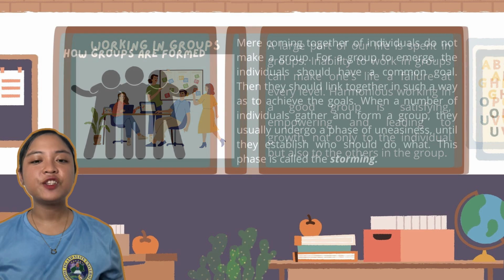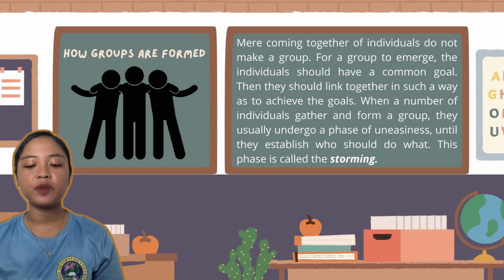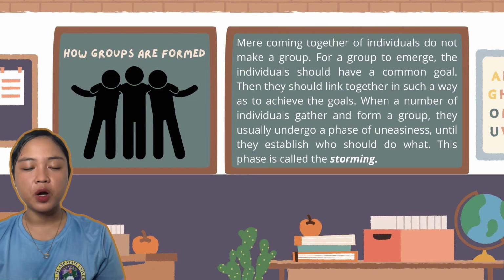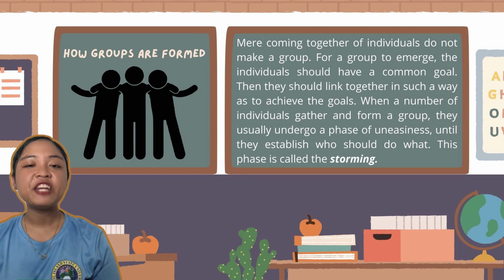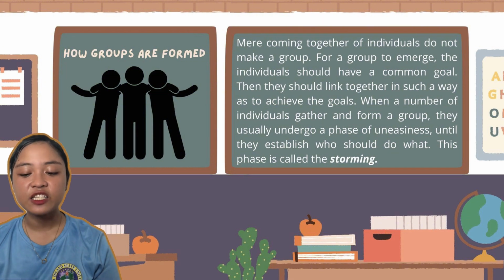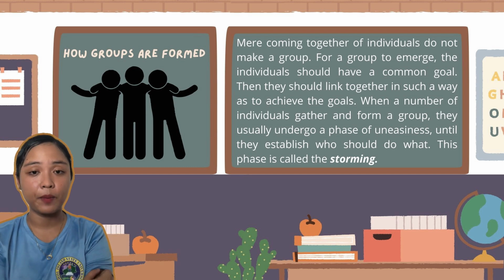also helpful. The next is how groups are formed. Mere coming together of individuals does not make a group. For a group to emerge, the individuals should have a common goal. Then they should link together in such a way as to achieve the goals. When a number of individuals gather and form a group, they usually undergo a phase of uneasiness until they establish who should do what. This phase is called the storming.